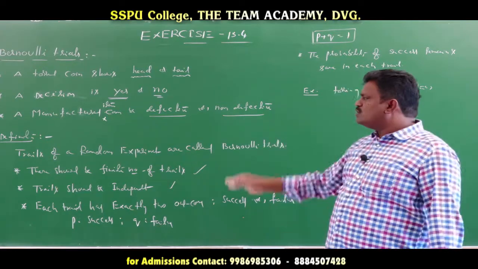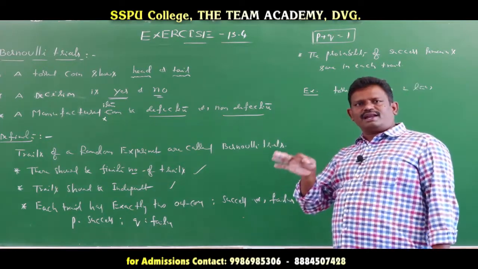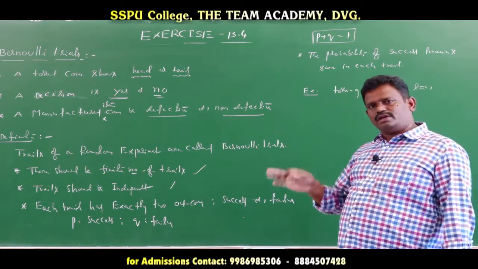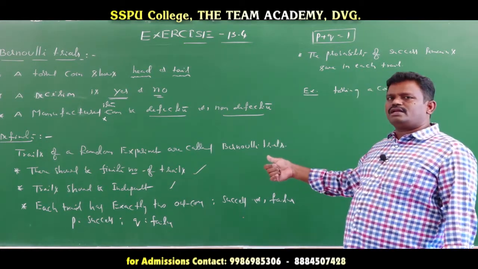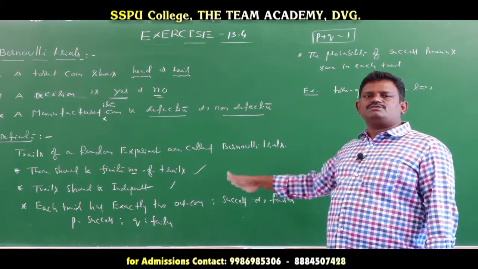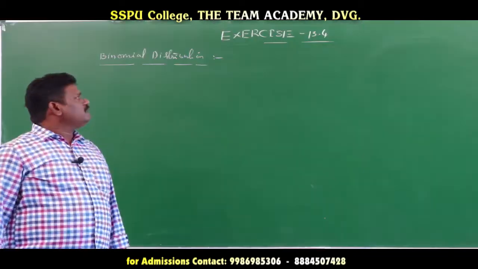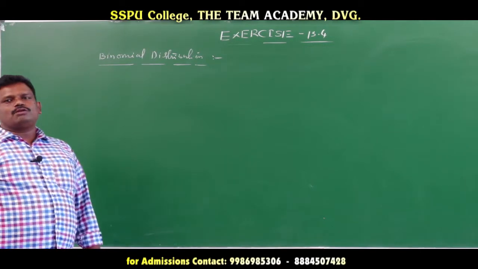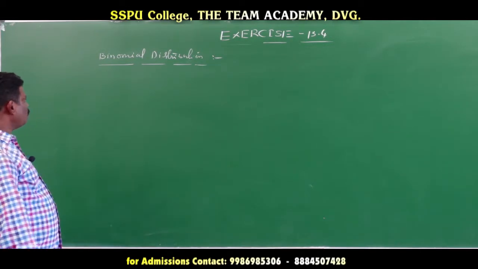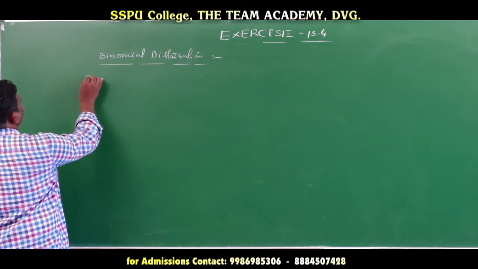Just remember: trials of a random experiment are called Bernoulli trials, and these Bernoulli trials satisfy these 4 conditions. So that is the concept of Bernoulli trials. Next, binomial distribution. This formula is very important. So here, how do we define that formula, meaning the probability.